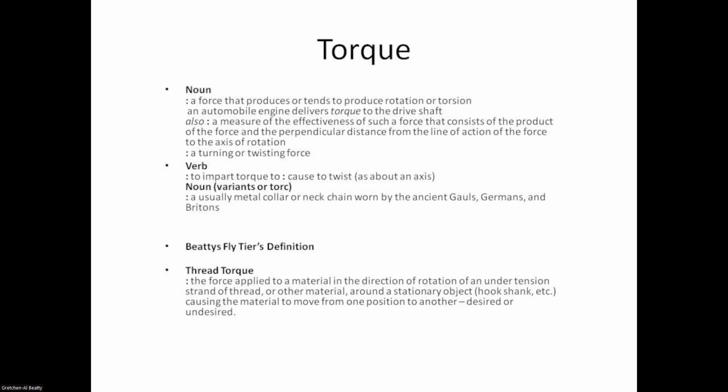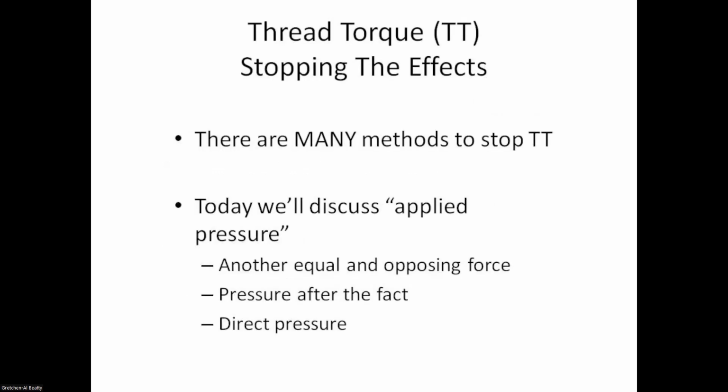As a verb, it imparts torque, causes to twist. Well, we've taken that thought and input from other fly tyers and our own experience at the vise, and we have our own definition. We call thread torque the force applied to a material in the direction of rotation of an under-tension strand of thread or other material around a stationary object, usually a hook shank, but it can be other things, causing the material to move from one position to another. Sometimes that position is a desired position. Sometimes it's not.